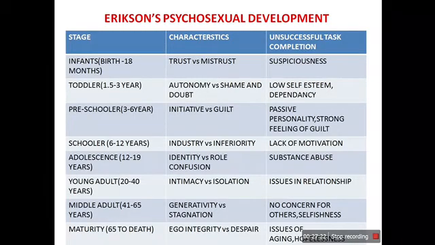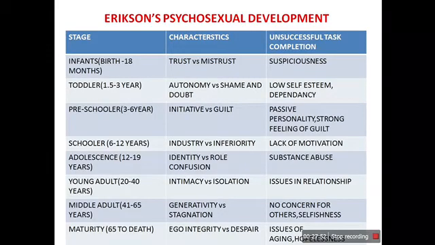Next stage is middle adult. It includes generativity versus stagnation. In this time a person will become creative and productive. He will think about his family, he will guide the next generation, and if he cannot do that, unsuccessful task completion in this stage will lead to problems like selfishness, and the person will not be concerned for others, he will not think about others.